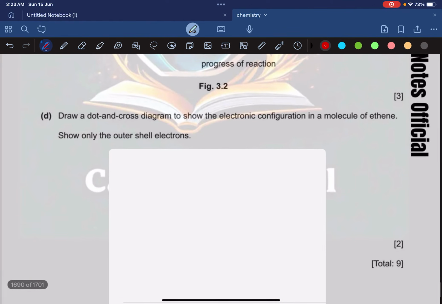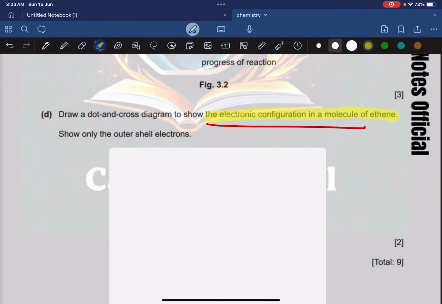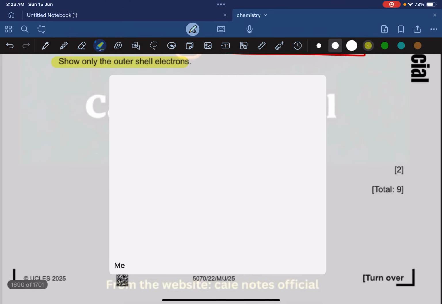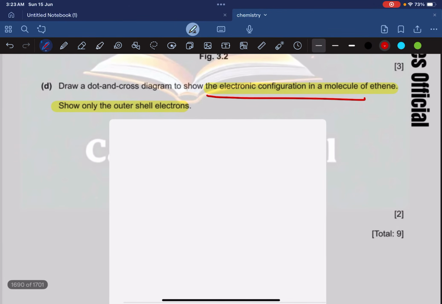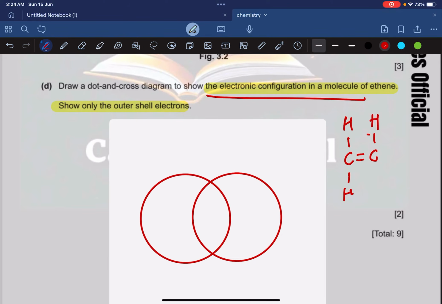Draw a dot and cross diagram to show the electronic configuration in a molecule of ethene. We just have to draw a dot and cross diagram for an ethene molecule, showing only the outer shell electrons. I guess that's easy. We just have to draw ethene. So ethene means C2H4. So we have two carbons bonded by a double covalent bond like this, and H4. It's going to be something like this.